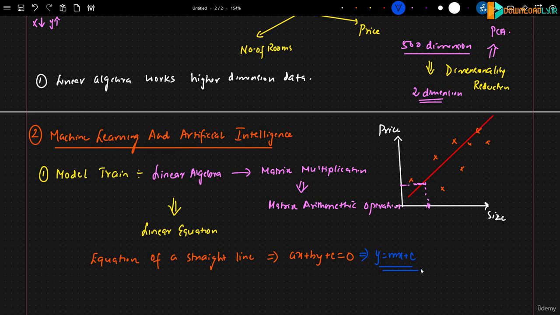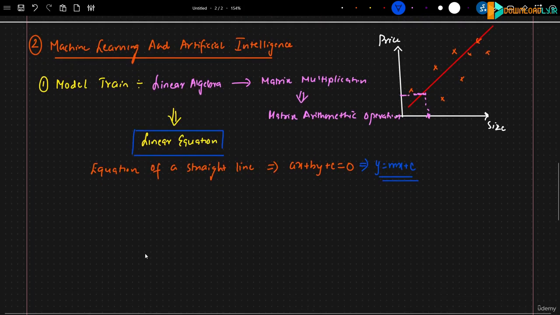Now, what does this basically mean? We will go ahead and understand one of the regression algorithms later on, so that you'll get an idea with respect to this. These are called linear equations. So linear algebra concepts will be used extensively over here. One of the most important applications in machine learning and artificial intelligence is model training.